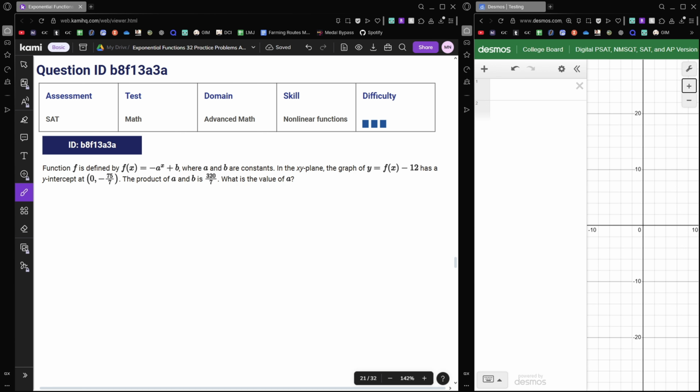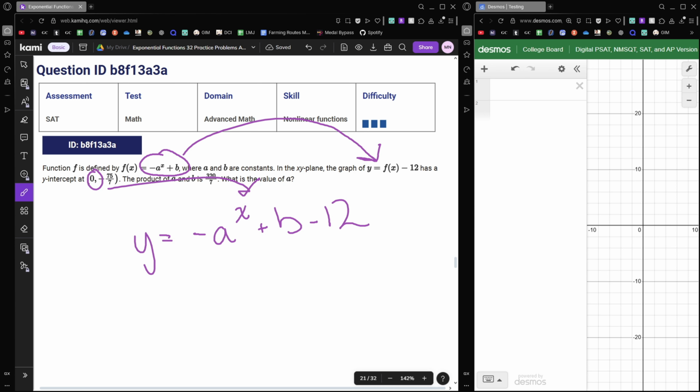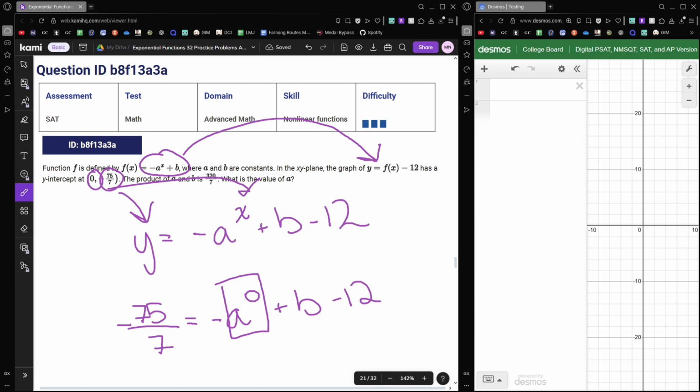So first up, let's go ahead and plug f of x, this equation right here, into this equation over here. Alright, so I went ahead and plugged f of x into that equation, and we know that this equation has a y-intercept at 0, negative 75 over 7. This means that we can plug in 0 for x, and then negative 75 over 7 for y. Alright, so I went ahead and plugged in 0 and negative 75 over 7, and we get this equation right here. Now you should also note that anything raised to the power of 0 is equal to 1. So we can go ahead and write negative a to the power 0 as just negative 1.